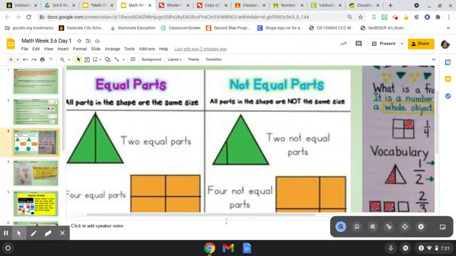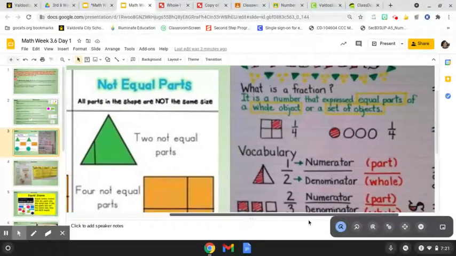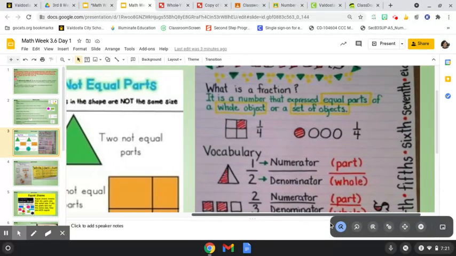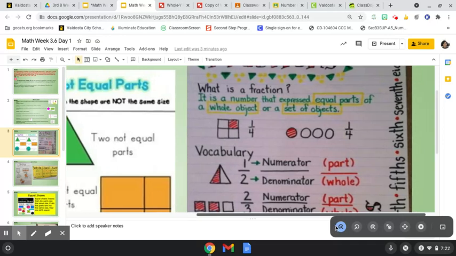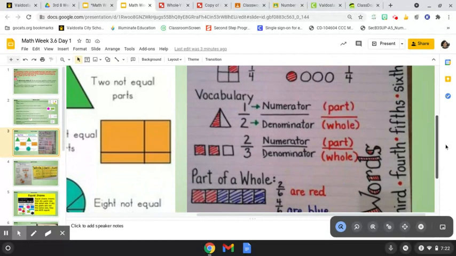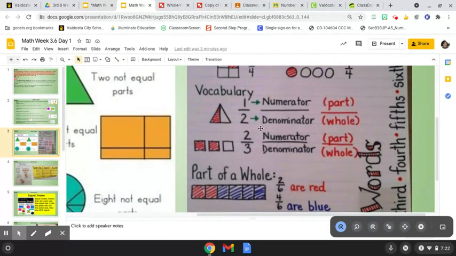What is a fraction? It is a number that's expressed equal parts of a whole or a set of objects. A fraction is less than a whole. You have 1/4. These are 2 ways to show 1/4. Okay, 1 out of the 4 shaded in. Vocabulary here. The numerator is the number on the top. The denominator is the number on the bottom. This is showing 1/2. 1 is the part. 2 is the whole. How many parts in all? Remember, a fraction is parts of a whole. Here you got 2 parts of 3, which is the whole.